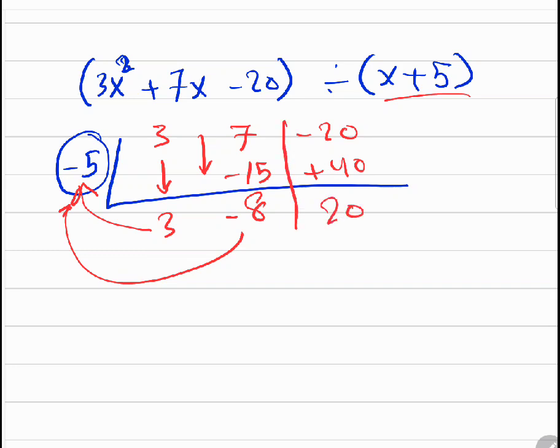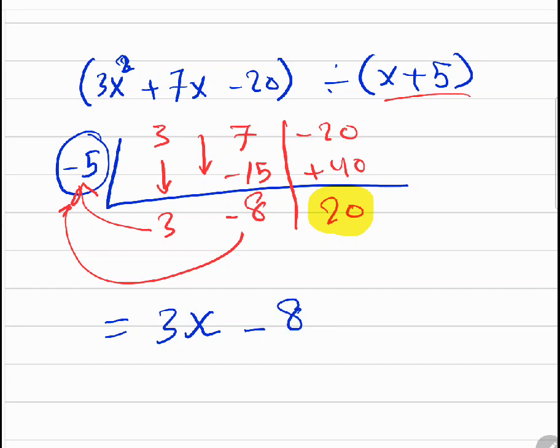So this time, the remainder is not 0, it's 20. So this expression is not factorable by x plus 5. Nevertheless, we can still divide it. So after we divide these two expressions, what do we get? 3x squared divided by x is 3x. So this is not going to be 3x squared, this is going to be 3x, and then minus 8.